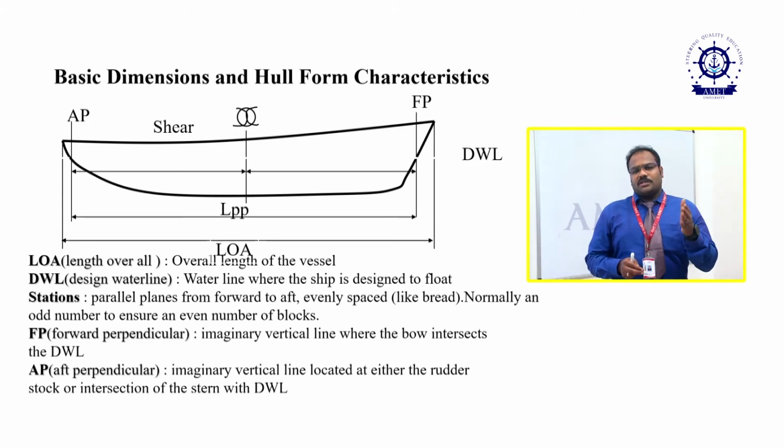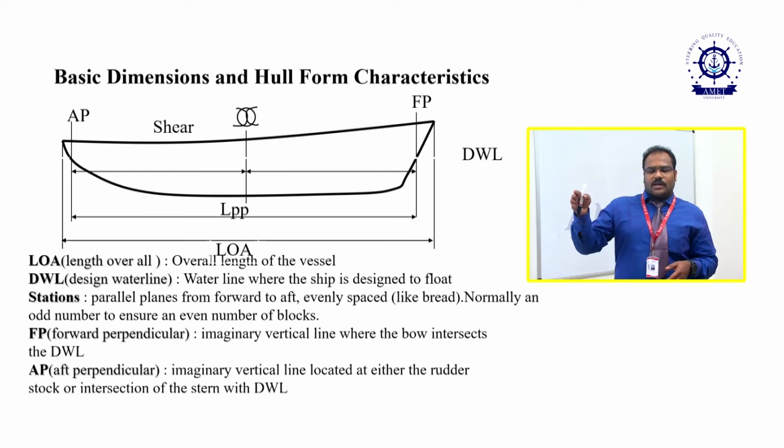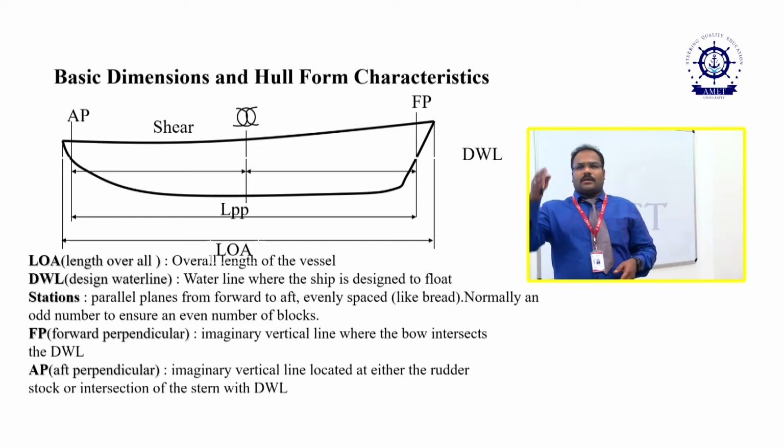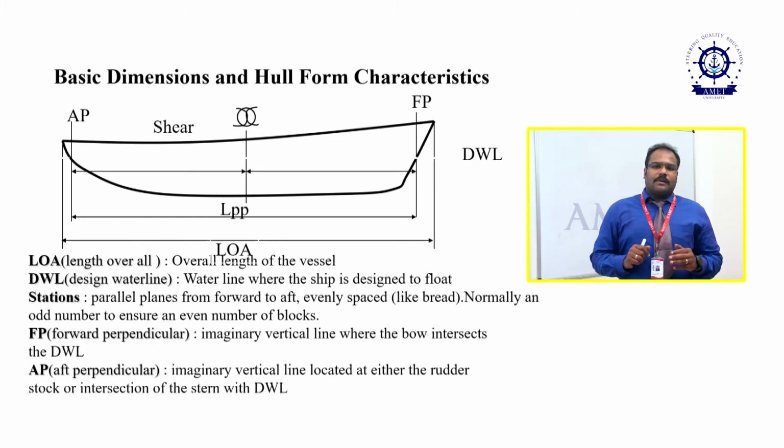Aft perpendicular generally goes through the rudder stock. Forward perpendicular generally meets the point of first water contact with your hull. The distance between the forward perpendicular and aft perpendicular is the length between perpendiculars. For design purposes, we take it as the length between perpendiculars.